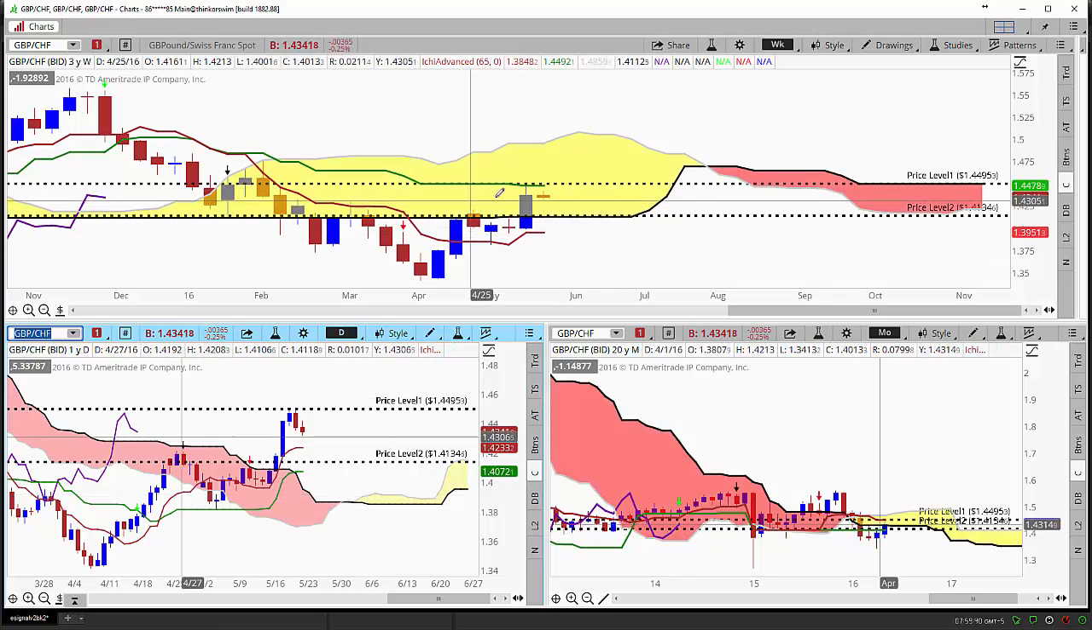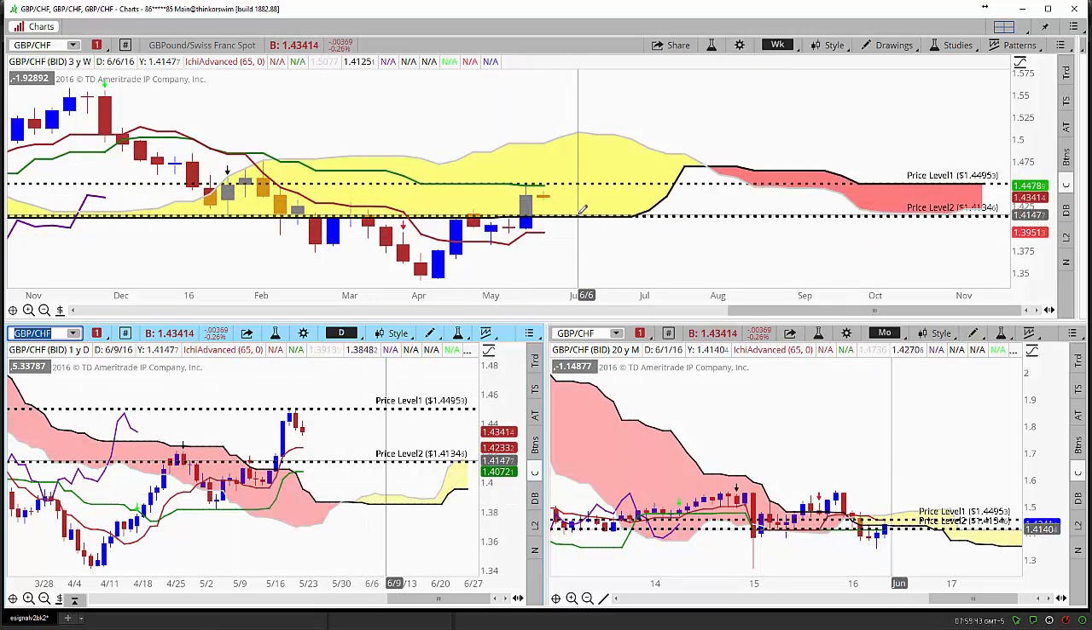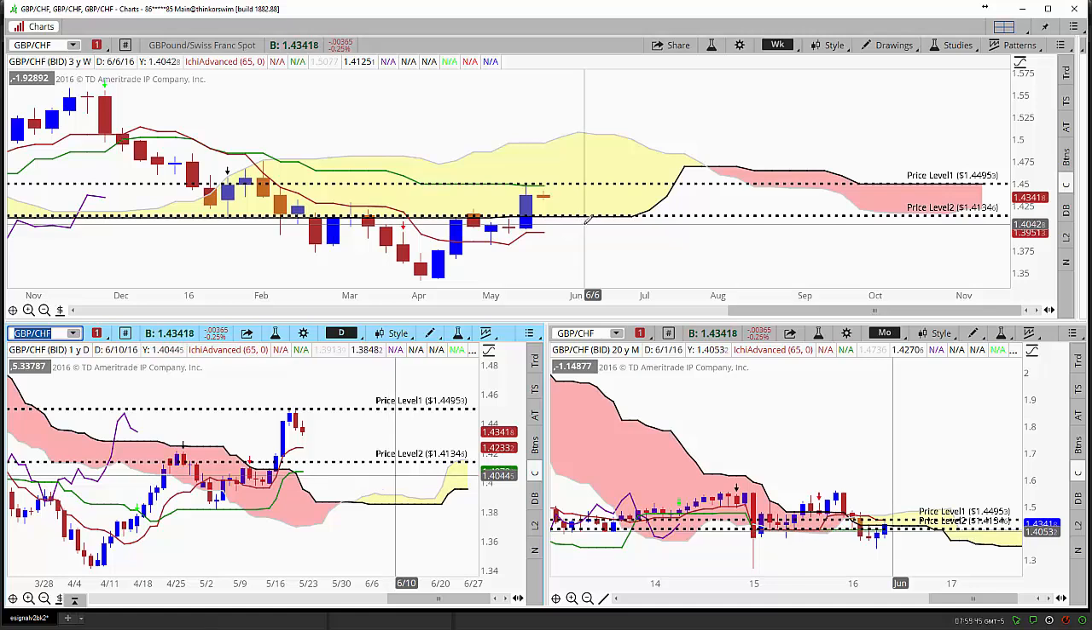Pound Swissy here, you could see it's in the consolidation. It's trying to pull back to that resistance level of 44.95.